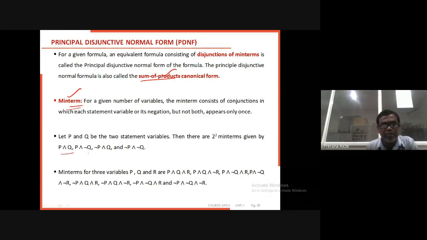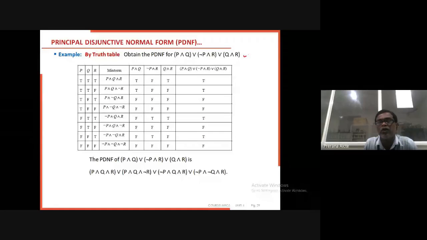Let us see here: P and Q, P and negation Q, negation P and Q, negation P and negation Q. Like that we need to have. This is for two variables, and similarly for three variables we can consider. Now let us see the problem: for the given formula, how can we find the PDNF? What we have to do is first construct the truth table for that. This is the easiest method that we can follow, or we can also use the formulas.